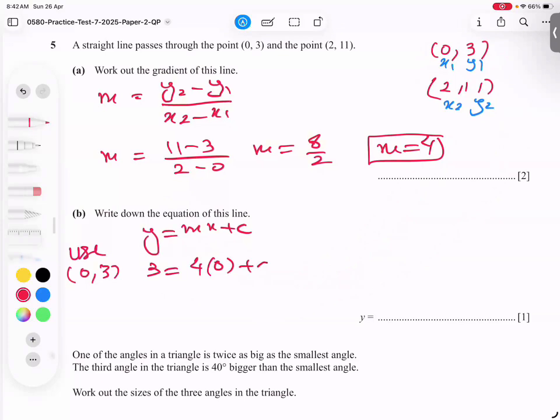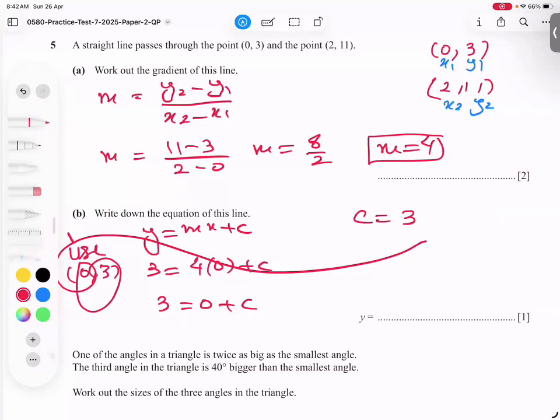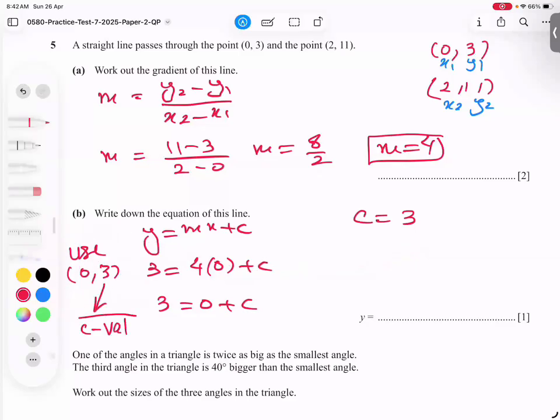And for your information, it is very clear: whenever we have x equal to 0, I repeat, whenever x is 0, the number on the other side is always the c value. So the answer is y equals mx plus c. m is 4 and c is 3. So Alhamdulillah, we got the answer: y equals 4x plus 3.